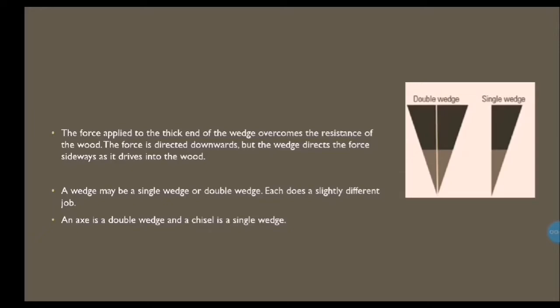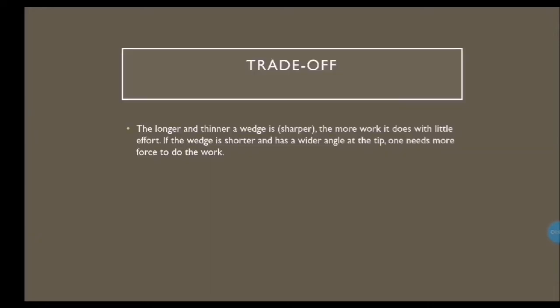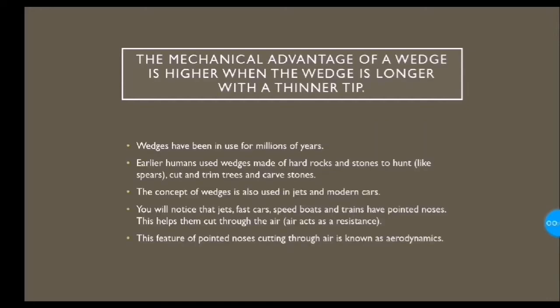A wedge may be a single wedge or a double wedge. Each does a slightly different job. An axe is a double wedge and a chisel is a single wedge. The longer and thinner a wedge is, which means sharper, the more work it does with little effort. If the wedge is shorter and has a wider angle at the tip, one needs more force to do the work. So the mechanical advantage of a wedge is higher when the wedge is longer with a thinner tip.